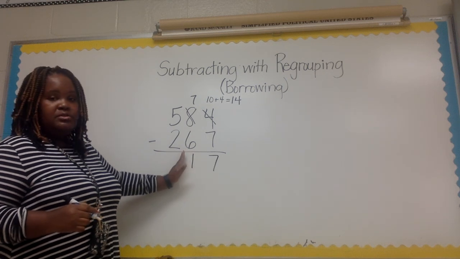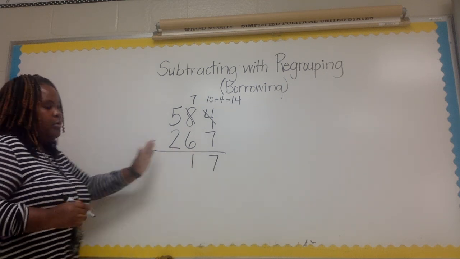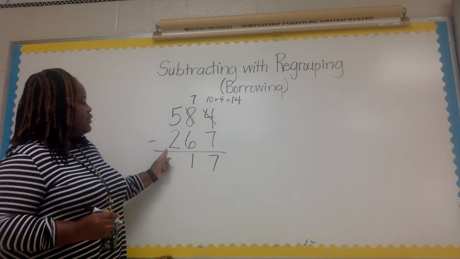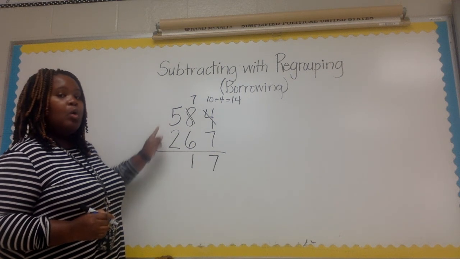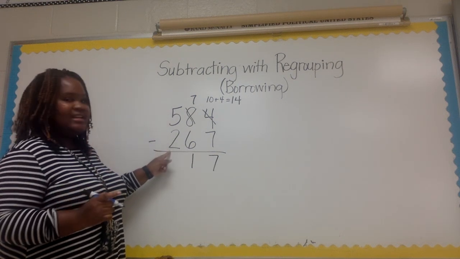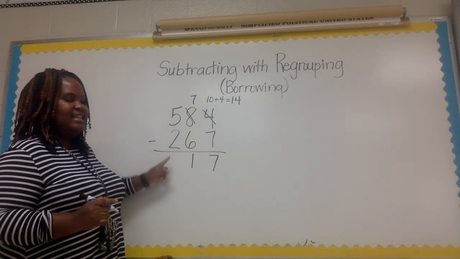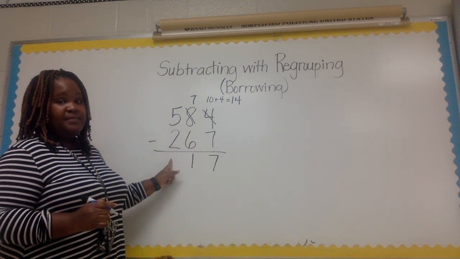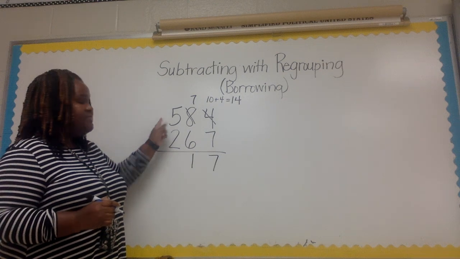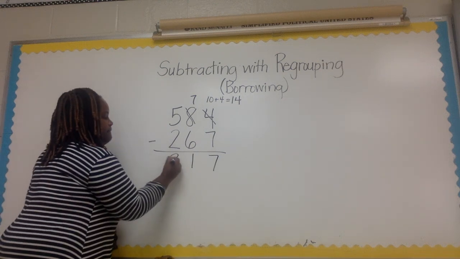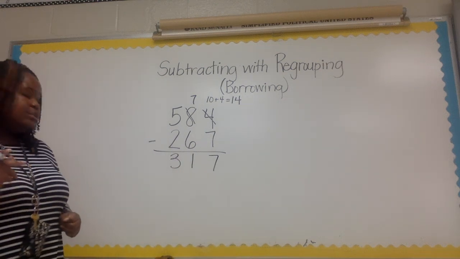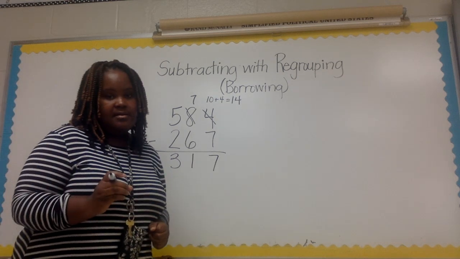And so since I was able to do that, I'm just going to keep going. I'm going to keep working my way to the left. 2 from 5, or 200 from 500 is going to leave me with 300. Okay, so 2 from 5 leaves me with 3. And so my answer is 317.